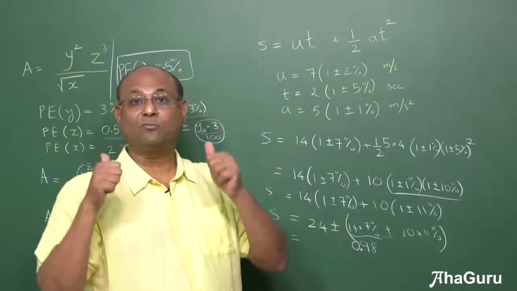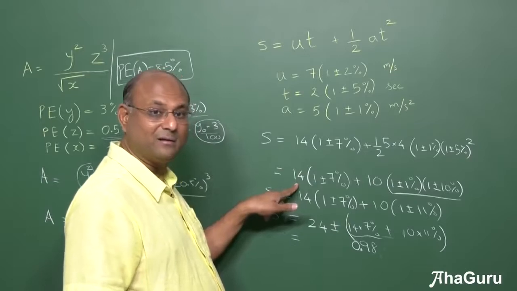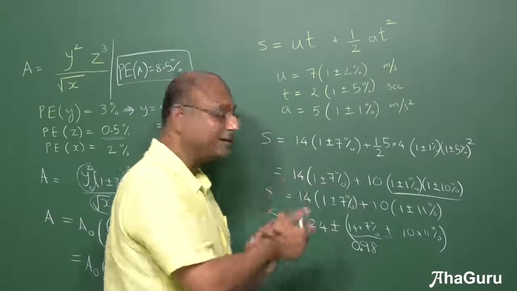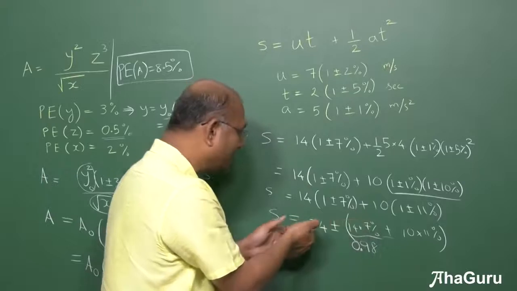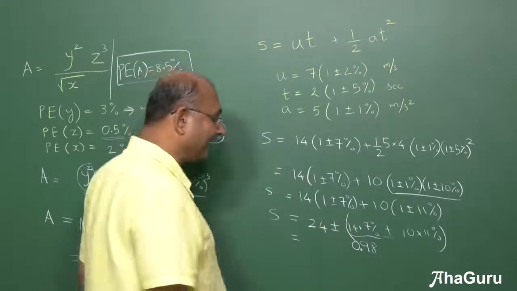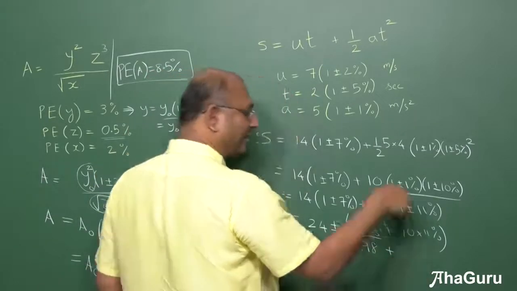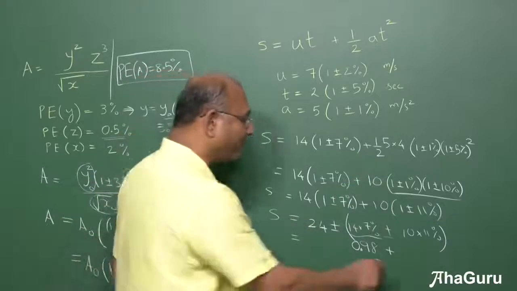It was a percentage of what? This was 7% of that 14. Right? For 14 it is 7%. But this is not 7% of 14, this is about out of 24. So you just simply write it as 0.98. Okay? And then when you come to this one, it is 11% of 10, so it is 1.1.